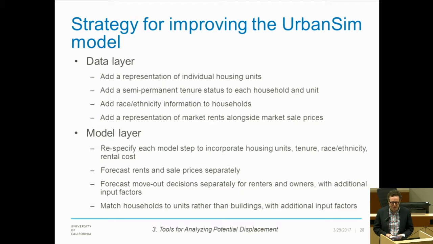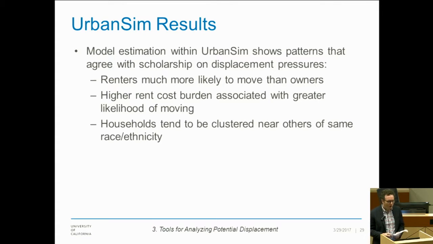The biggest change is that the model now tracks market rents in parallel to sale prices so that we can capture things like rent cost burden and tenure of households. Our main product from this piece is that we have a working fork of MTC's operational land use model that's now able to generate rough displacement forecasts alongside the other model output.